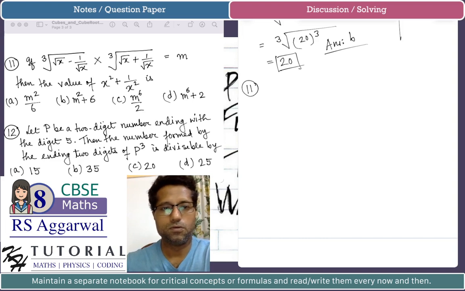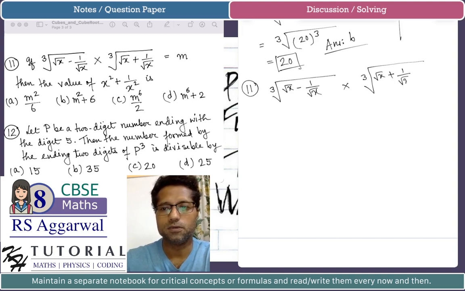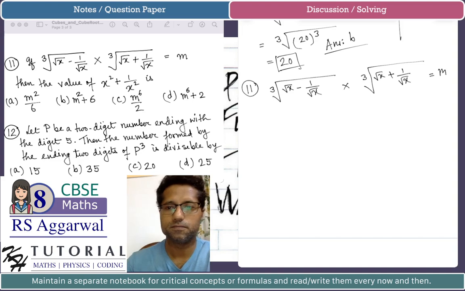Okay, so one equation is given: the cube root of (root x minus 1 by root x), multiplied by the cube root of (root x plus 1 by root x), is equal to m. Then we have to find the value of x square plus 1 by x square.